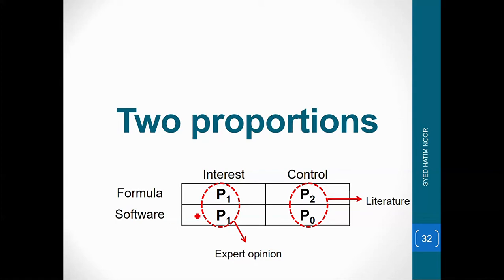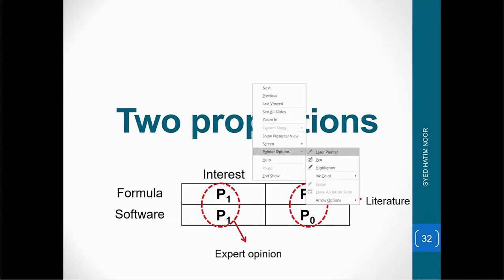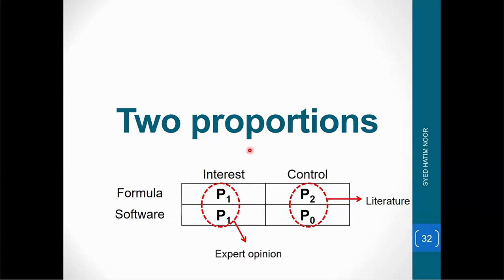Before we go to examples or formula, I just want to show a bit. In this two proportion, we are going to calculate using formula and also software. There's a big difference between formula and software, just in terms of the symbol only. Two proportion, remember.